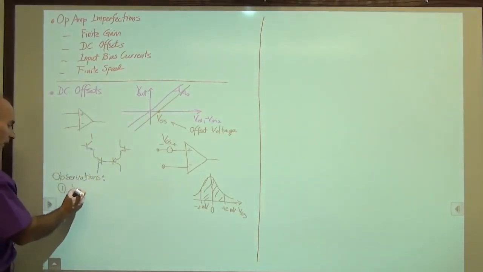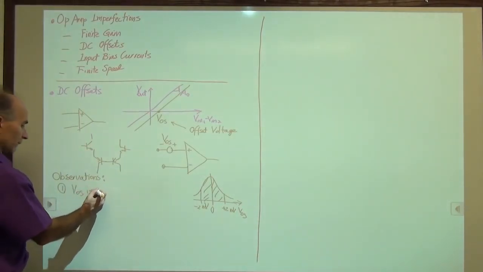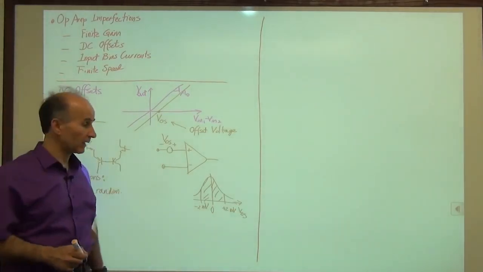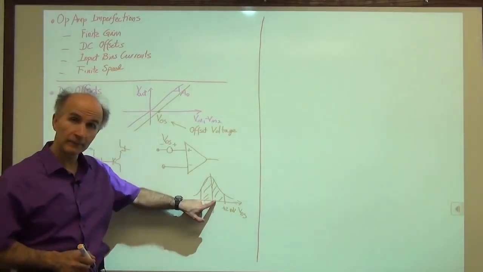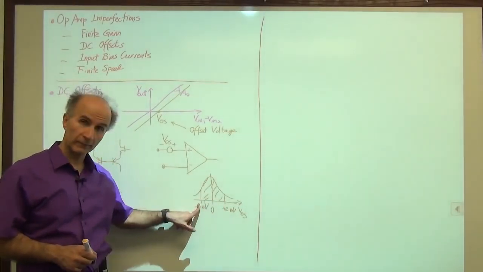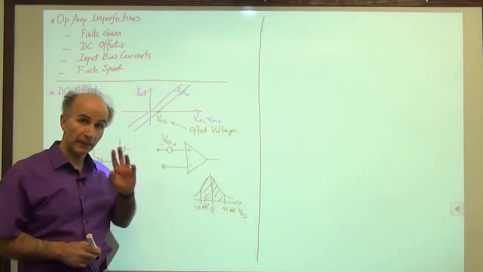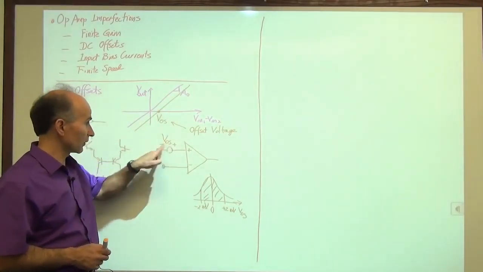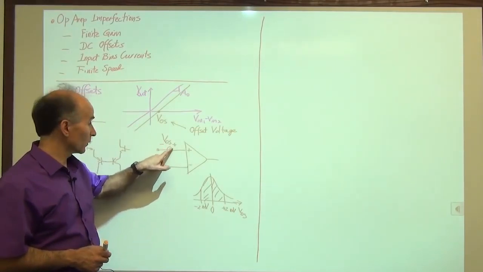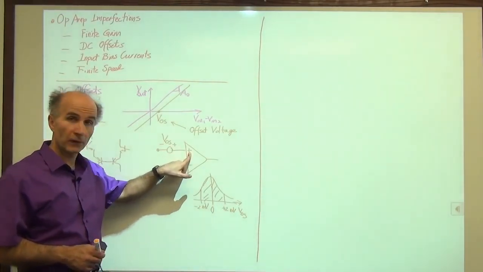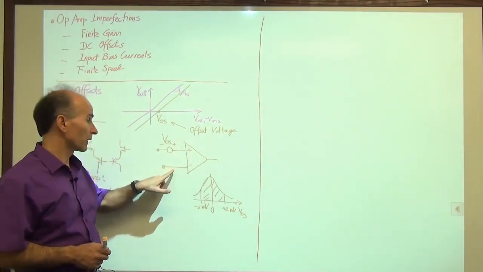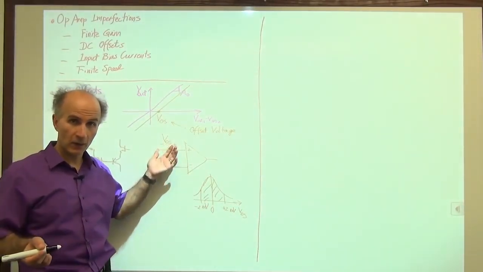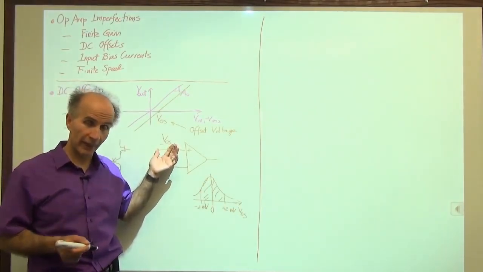So VOS is random. And by random, we mean not only is its value somewhat random, its sign is also random. Now, because the sign is also random, it doesn't matter whether you put this plus here, or whether you place this voltage source in series with the non-inverting input or in series with the inverting input. It doesn't make any difference, because VOS could be positive, could be negative anyway.